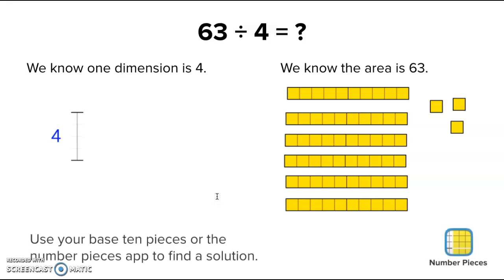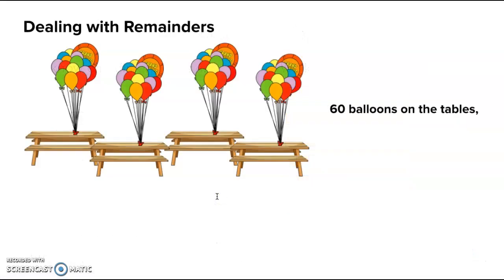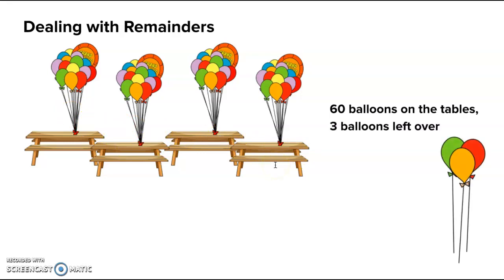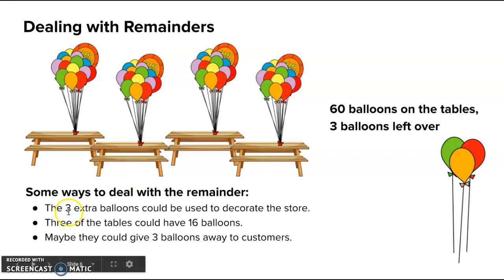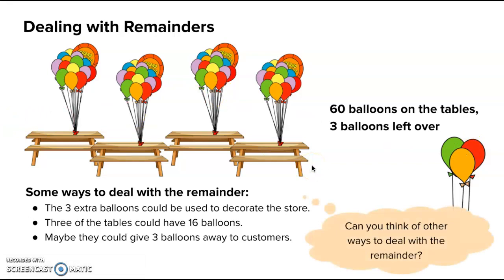Let's go back. All right, we know there's 60 balloons on the tables. 15 and 15 is 30. 15 and 15 is 30. 60 total, and there's 3 left over. What are we going to do with them? We could use them to decorate the store. 3 of the tables could get 16 balloons, and the other one could just have 15. Or maybe they could give 3 balloons away to customers. But we know that we can't split these up evenly across these tables. Can you guys think of any other ways to deal with the remainder?